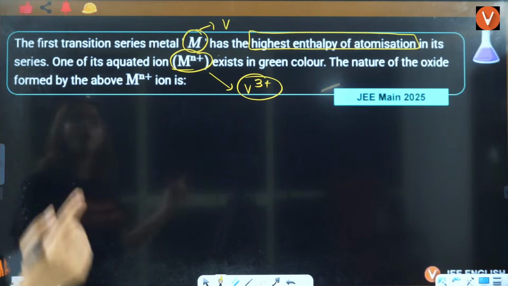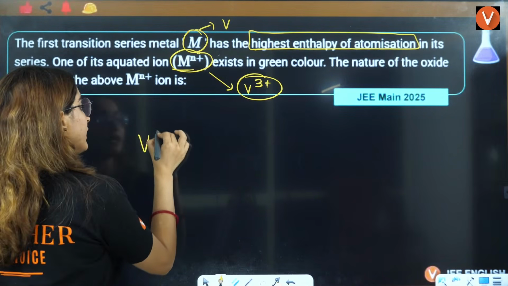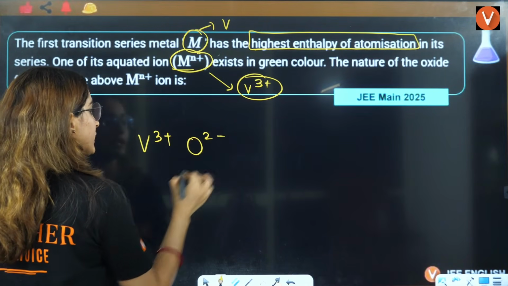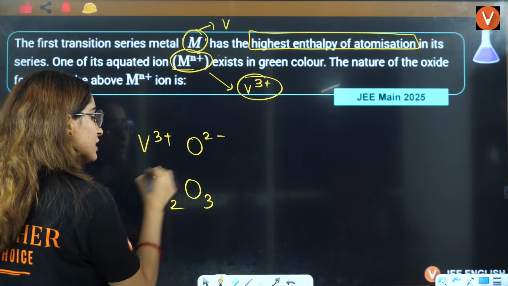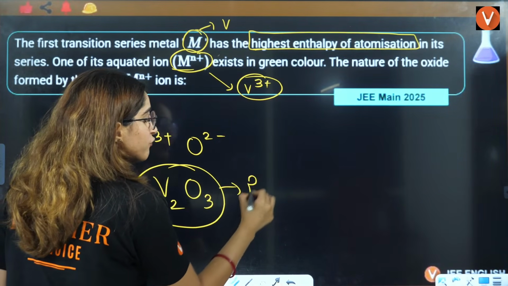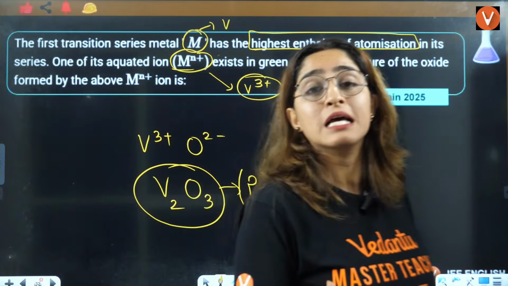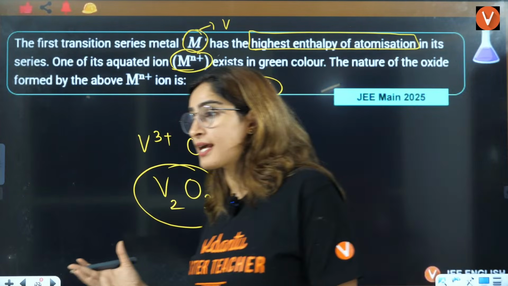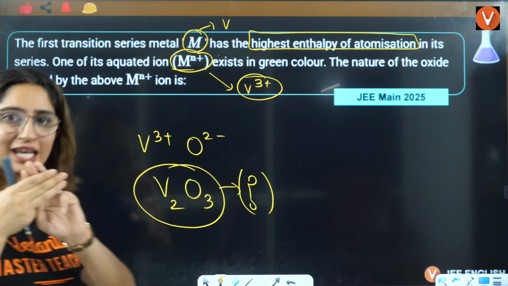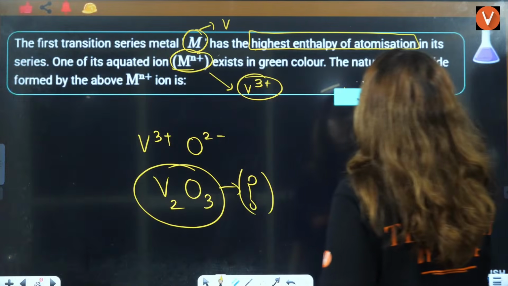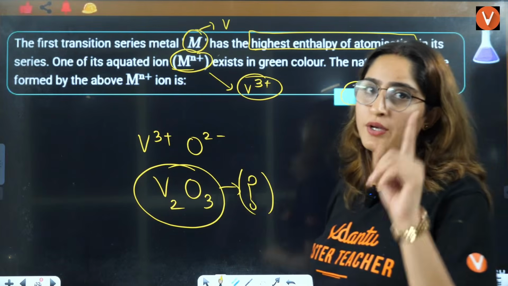The nature of the oxide formed by the above, right? So now you have vanadium 3 positive, you have O2 negative. Even now you need to tell which oxide this is. Is this amphoteric? Is this neutral? Is this acidic? Is this basic? What kind of oxide is this? So can you see, three questions in JEE Mains 2025, three questions they have asked in one question.